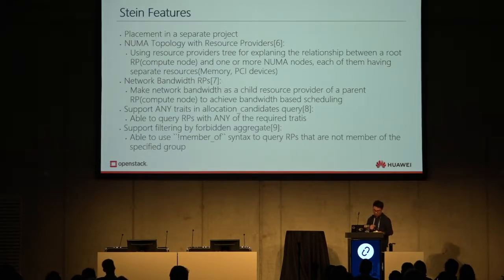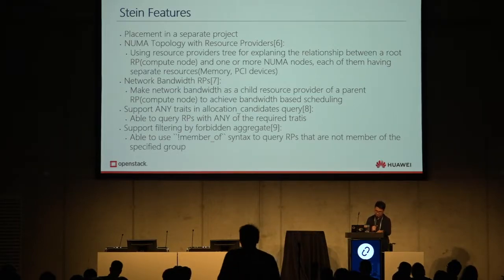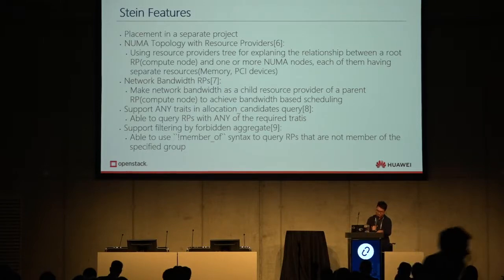First, placement is going through extraction, and you might end up with a separate project after this release. You can get details for this in the forum this afternoon. The second one is what I used as an example to illustrate nested resource providers, a NUMA topology with resource providers. By having this, we will be able to accurately model the physical architecture of our compute host and achieve better scheduling. The third one is the Neutron example. As I just mentioned, it's now in good hands and at the final stage of implementation, and we will likely have it in this cycle.